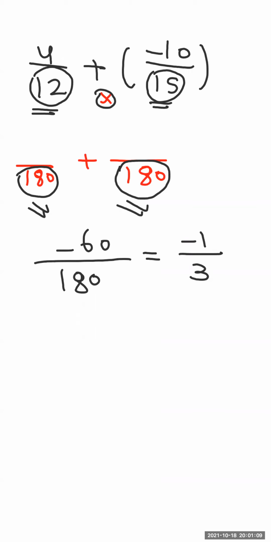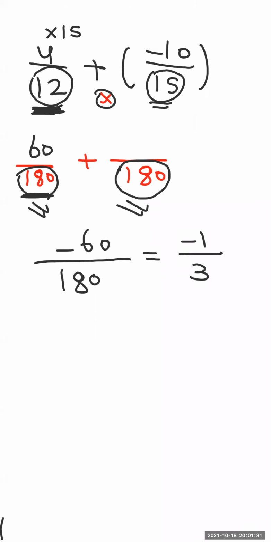How? 180 divided by 12 will equal 15, times 4, so 60. And the next term, the number that came in the denominator, we will divide it by the denominator in the first one, then we multiply it by the numerator.